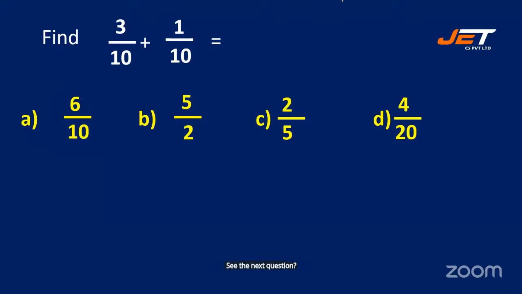3 by 10 plus 1 by 10. So when you add, what do you get? 3 by 10 plus 1 by 10. So when your denominator is same, the numerator can be added. So this is 4 by 10. That is 2 and 5. So 2 by 5. So your option C is the correct answer.